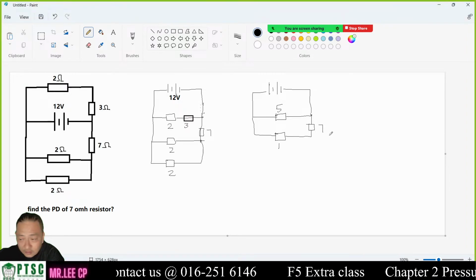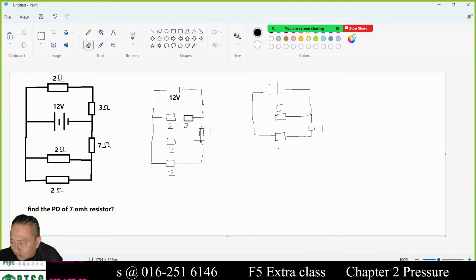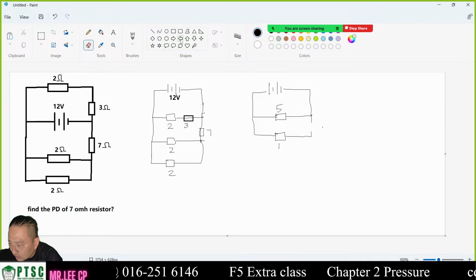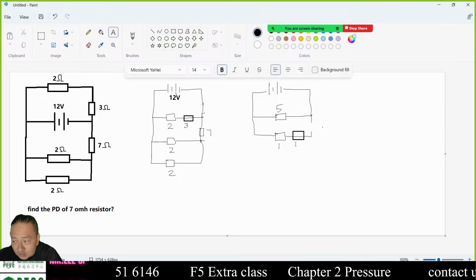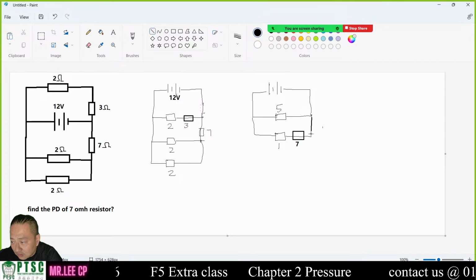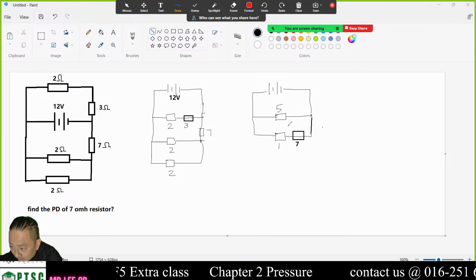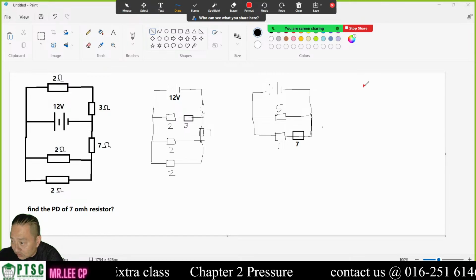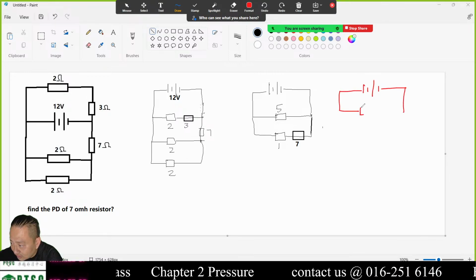Okay. So this one I pull it to here. I don't want the 7 here, it's so hard to see. I bring it to here. 7. Right? 7. Okay. Now these two are added already. Right? These two are added. So this is 12 volt. I keep on drawing this, but never mind.